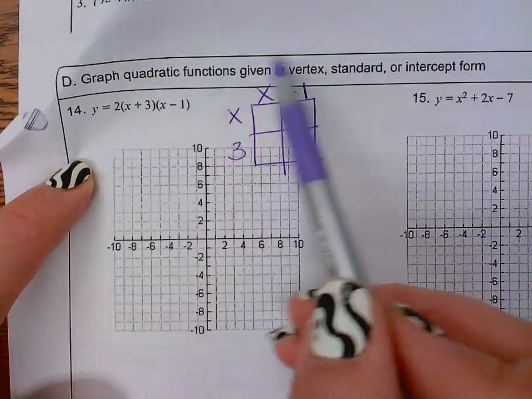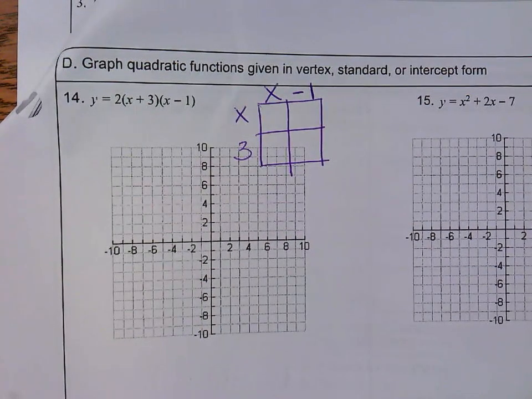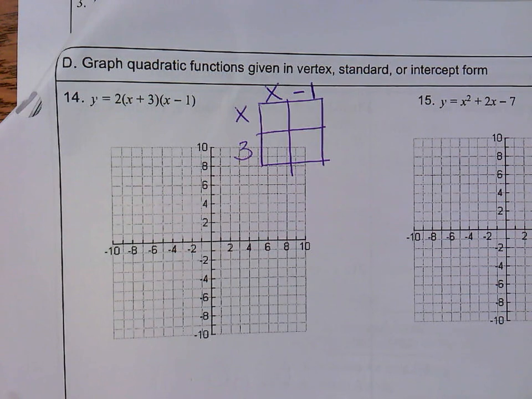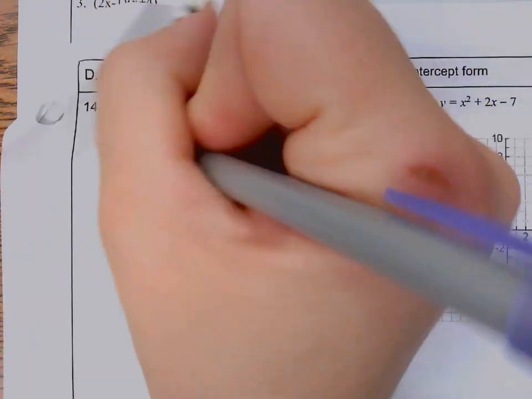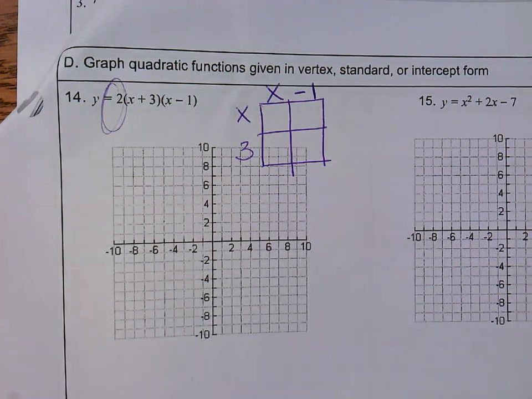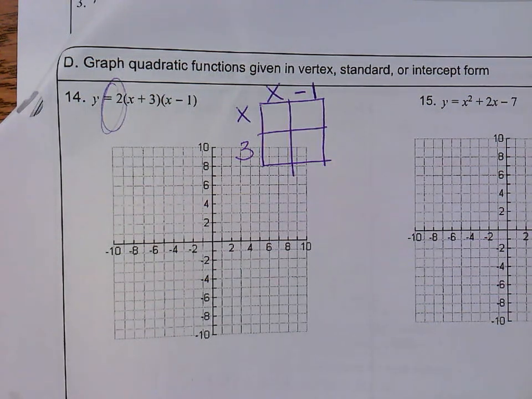So why don't you try that box for just a second? And then when you write your trinomial, go ahead and distribute the 2 at the end. And let's see if we can put it in standard form together. And then you could try graphing it. We'll graph 14 and 16, and you can try 15 and 17.